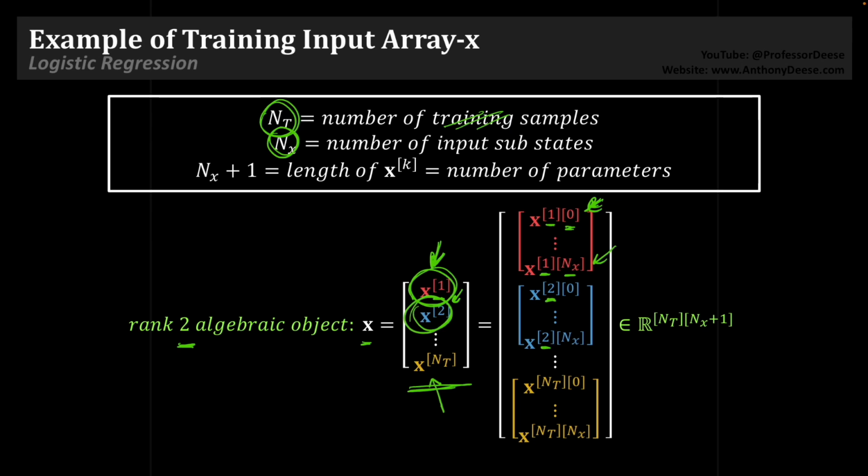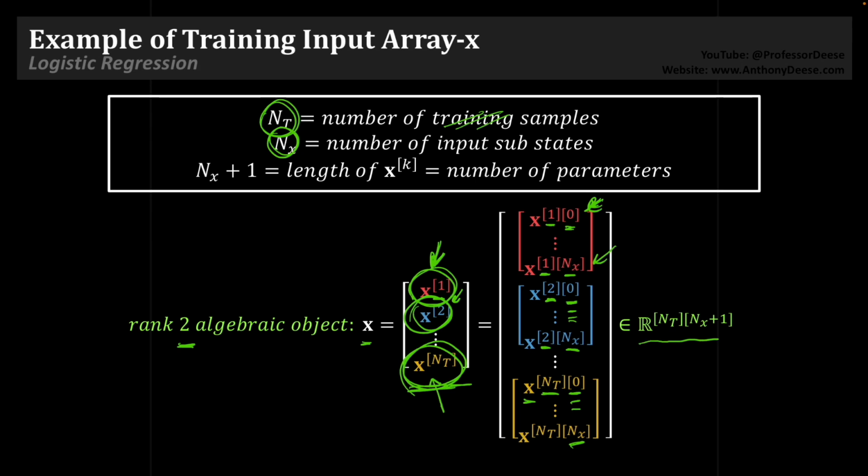We can do the same thing for the blue. The first superscript is always a 2, indicating that it's associated with the second sample. And again, 0, 1, 2, 3, all the way down to n sub x. And then down here, we do the same thing for the final sample, x superscript n_t, telling us that it's associated with the final training sample or the final sample. And then 0, 1, 2, all the way down to n_x.